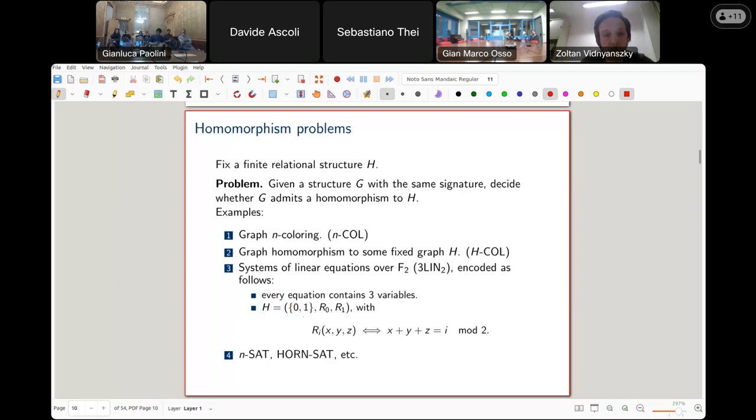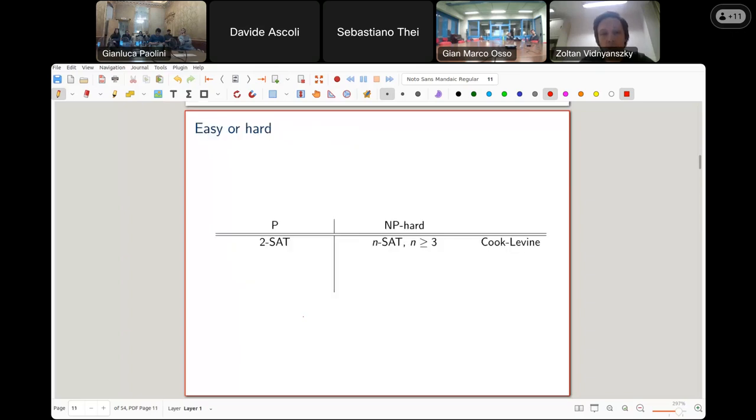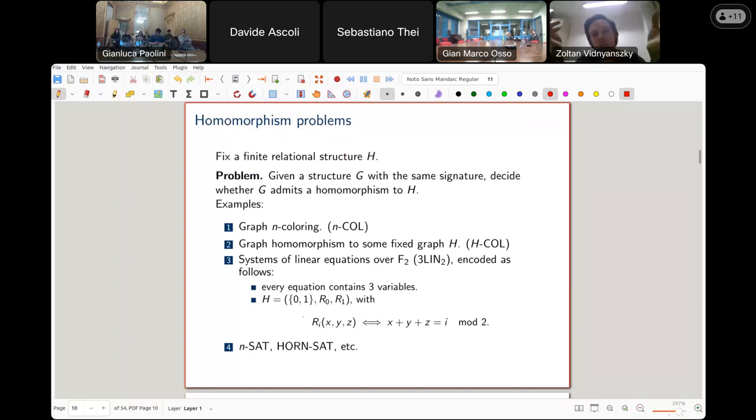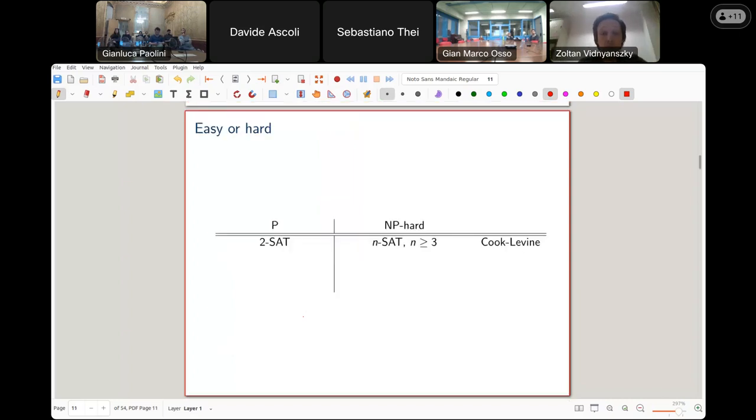So for historical reasons, I put here NSAT, HornSAT, all these computer science problems are instances of this homomorphism problem. And so people care about its complexity. It's easy to see that all these problems are in NP, right? There is a fixed structure and then somebody gives you another structure G and you want to decide whether there is a homomorphism. If they give you a witness to the homomorphism, then it's easy to check. It's polynomial time to check. So these problems are in NP, right?